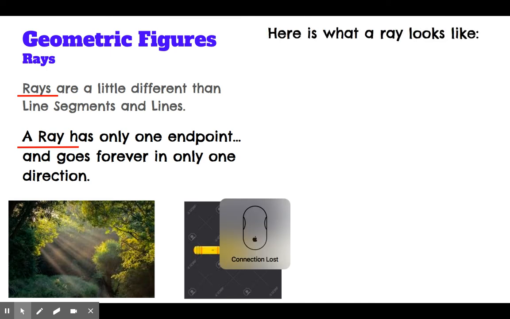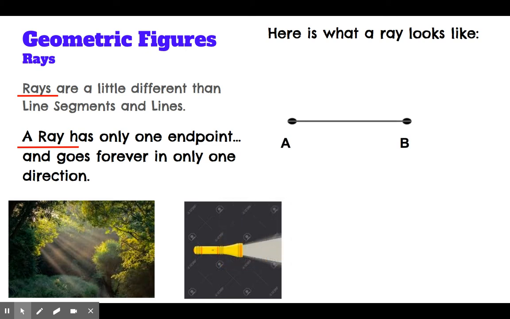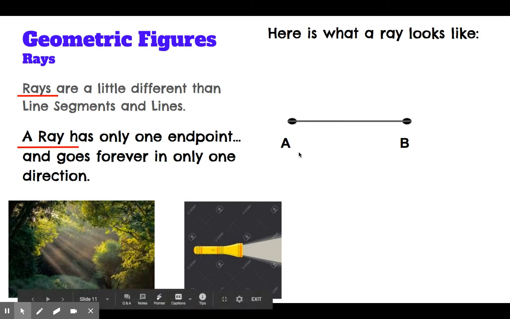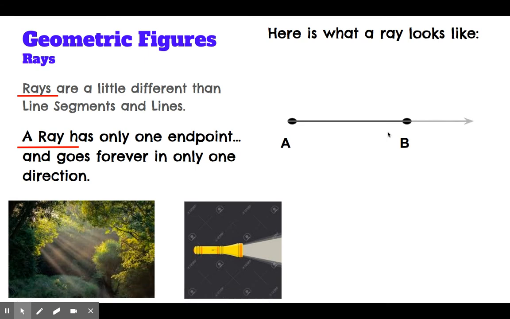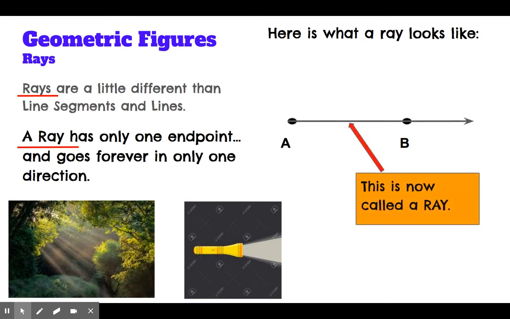So here's what a ray looks like. Here's our line segment AB. It's got two endpoints. What we're going to do is extend that line segment in one direction. And now this is called a ray. It has one endpoint and one arrow showing that it goes on forever in one direction.